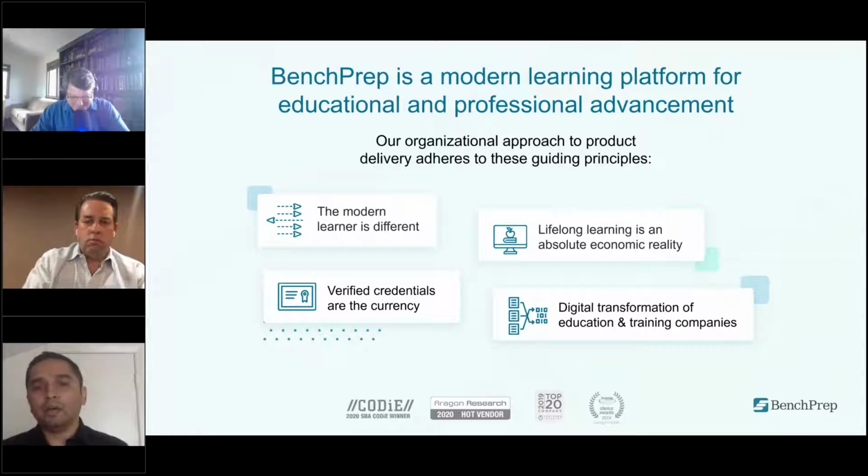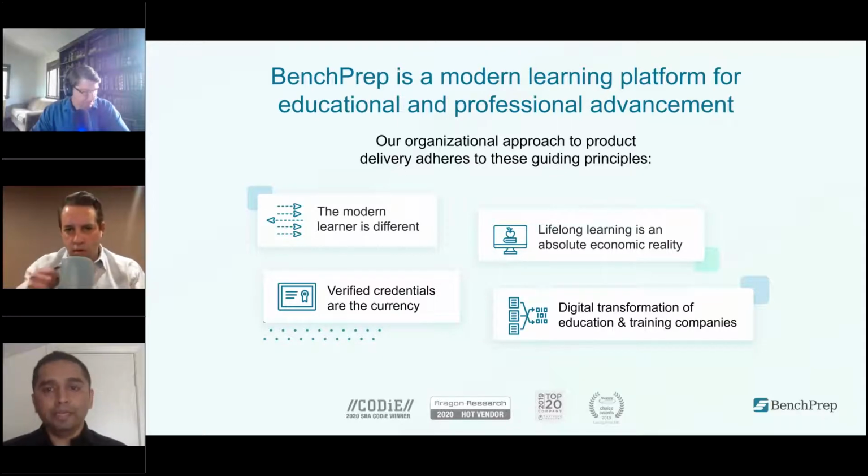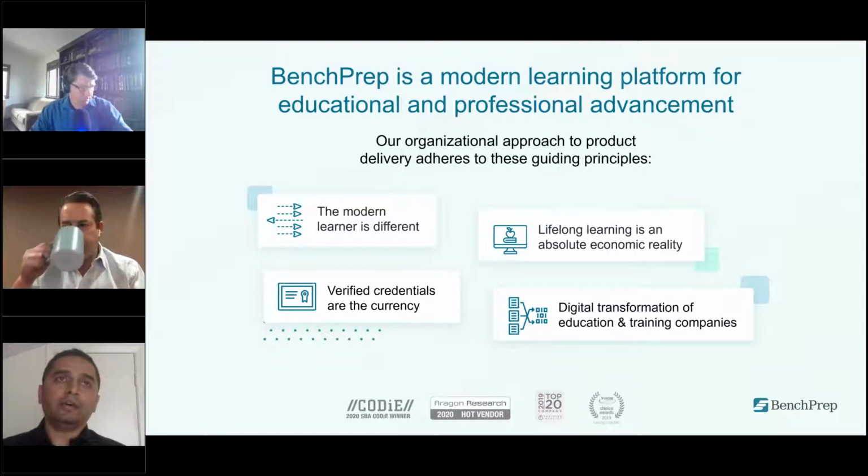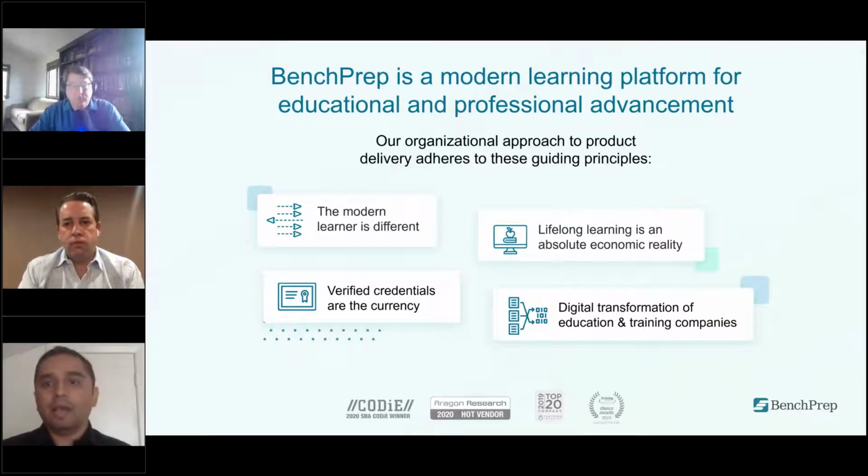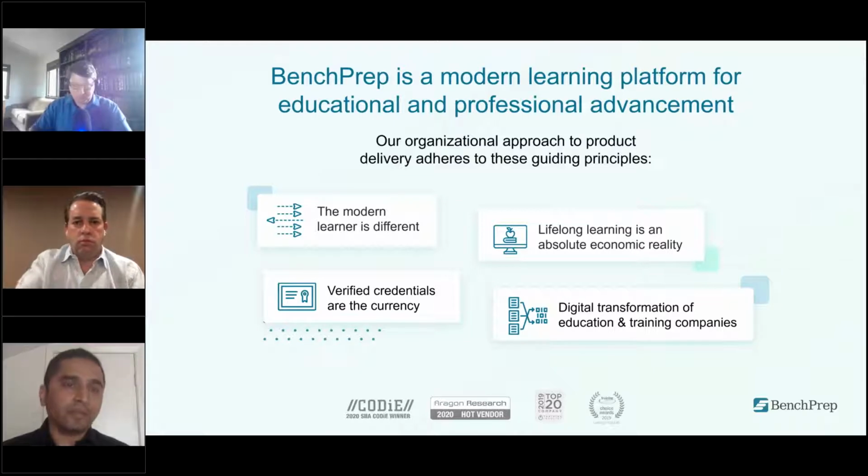So we are a Chicago-based learning technology company. And John, as you pointed out earlier, our mission is to empower learning organizations to thrive in the digital world. How do we do that? We have a modern learning platform that helps learning organizations deliver the best-in-class learning experience while generating revenue and retaining customers. Through our partners, we have been fortunate enough to serve more than 6 million learners.